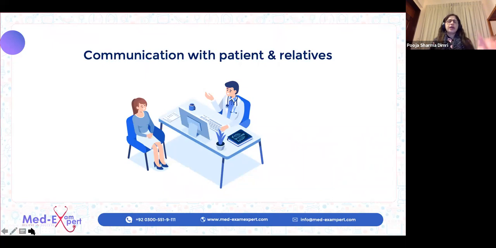Now, some stations are very straightforward. You know the diagnosis, and you know the management plan. But some stations will not be straightforward. In those stations, you require the help of the role player to actually guide you through the station. And unless you have the ear to listen to the role player, you won't be able to actually navigate that station. So important is to listen to the role player.